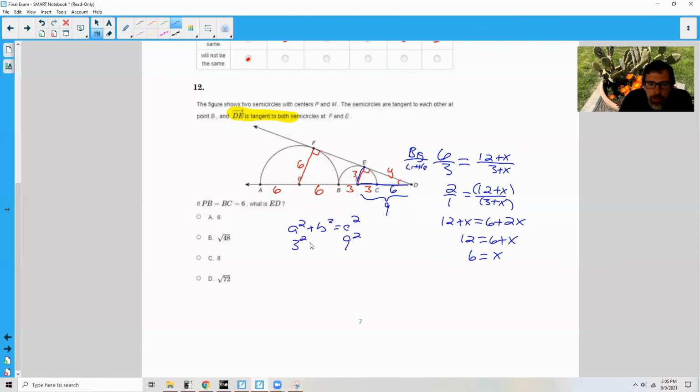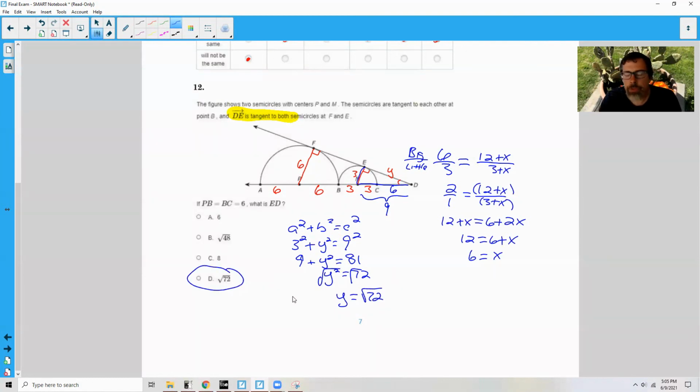A, 3, and we're trying to find y. So it's 9 plus y squared equals 81. Subtract 9, y squared equals 72. Take the square root of both sides, and y equals the square root of 72. Okay.